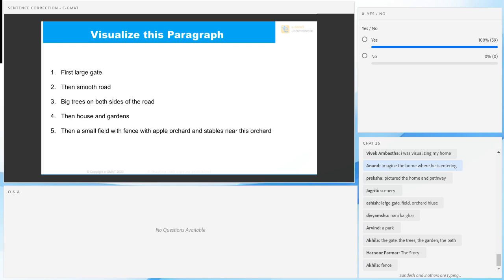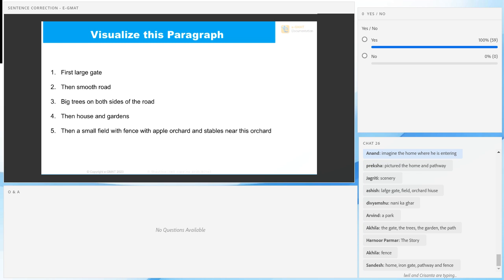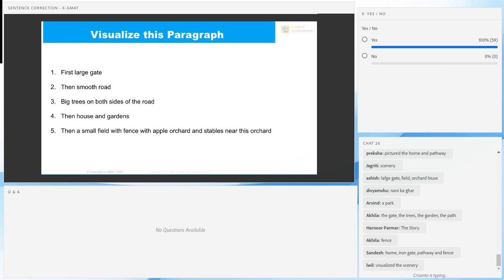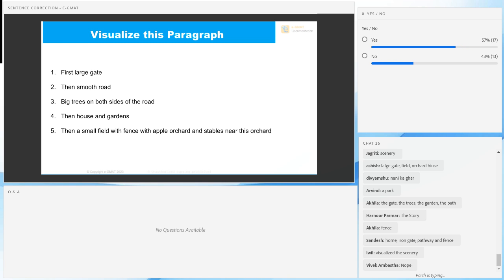Well, yes. You first look at the large gate, then a smooth road, then big trees on both sides, a house, a garden, and that's the joy of reading fiction, right? When you read fiction, the book comes alive in front of you, right? Now, how many of you read fiction here or enjoy reading?